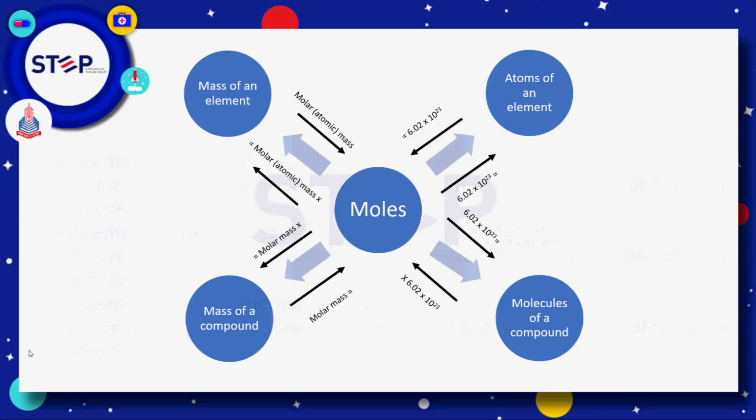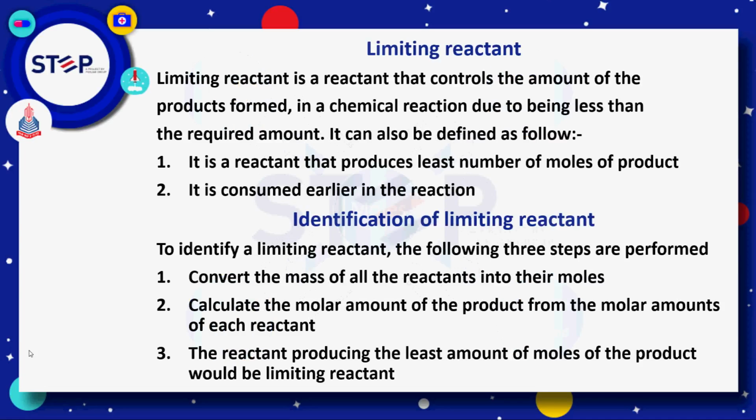Mass of element divided by molar mass is equal to moles. Moles multiplied by molar mass is equal to the mass of the element. Simply, the mass of a compound is given by the moles multiplied by the molar mass. Similarly, the moles multiplied by Avogadro number give the atoms of an element, and if the number of particles is divided by Avogadro number, it gives the moles.